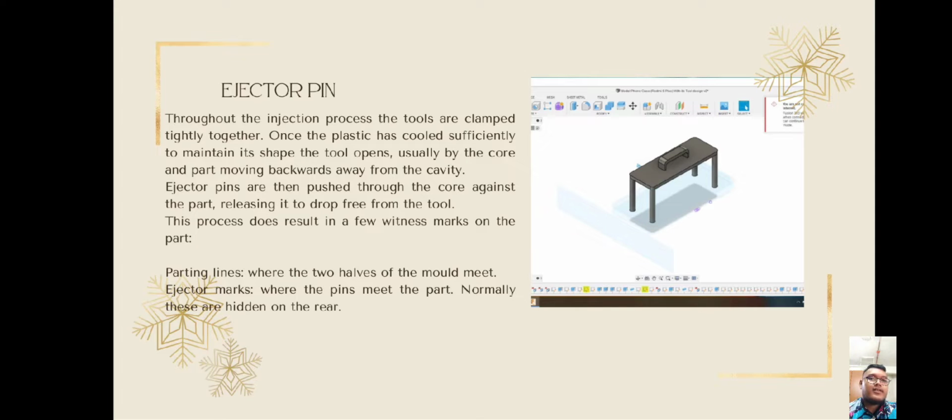Throughout the injection process, the tool is clamped tightly together. Once the plastic has cooled sufficiently to maintain its shape, the tool opens, usually by the core and part moving backwards away from the cavity. Ejector pins are then pushed through the core against the part, releasing it to drop free from the tool. This process does result in a few witness marks on the part. One is parting lines, where the 2 halves of the mold meet, and then the ejector marks, where the pins meet the part. Normally these are hidden on the rear.